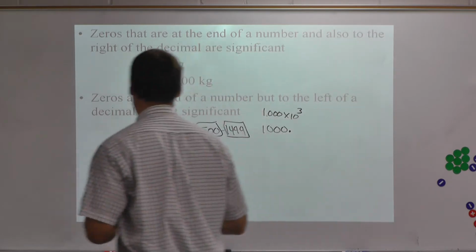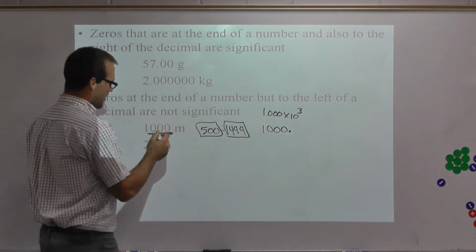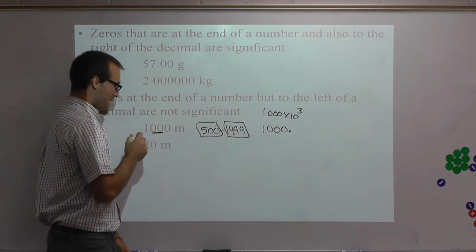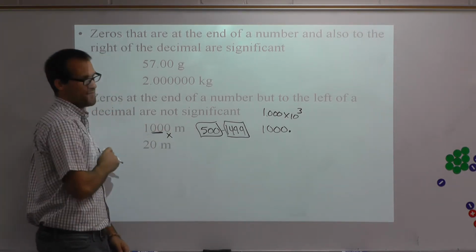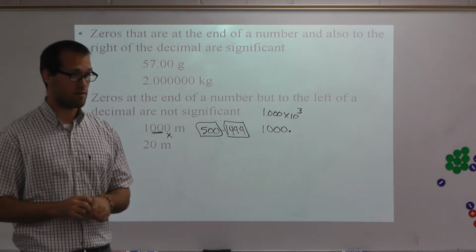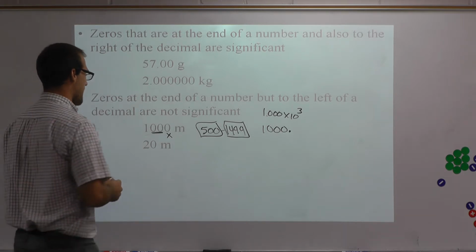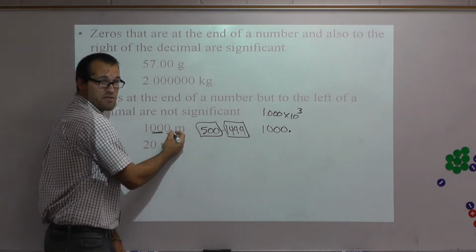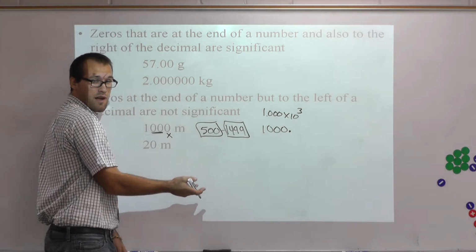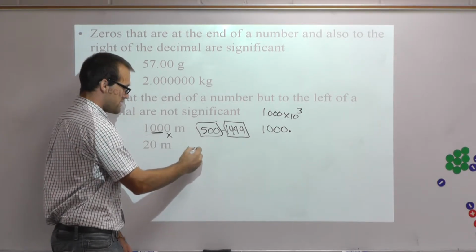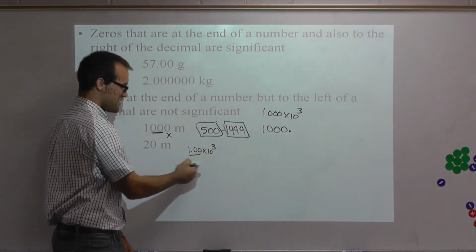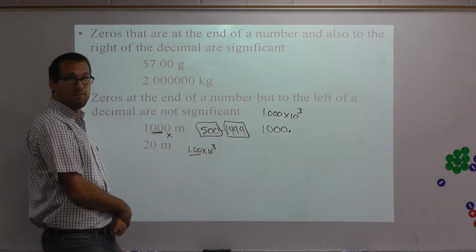Here's where it gets even trickier. What if we knew that these two were zero, but we knew that this one was not? Then the only way to write this correctly would be in scientific notation. Because if I have a decimal, that has too many sig figs, right? If I remove the decimal, it has too few sig figs. So I would have to go 1.00 times 10 to the third. 3 sig figs, still 1,000. Yep.